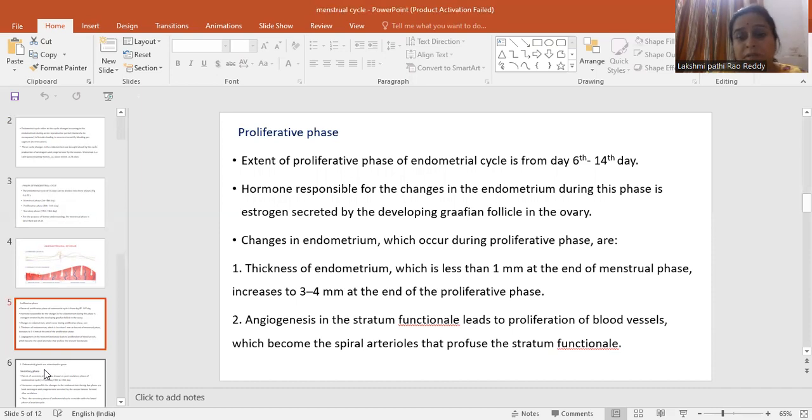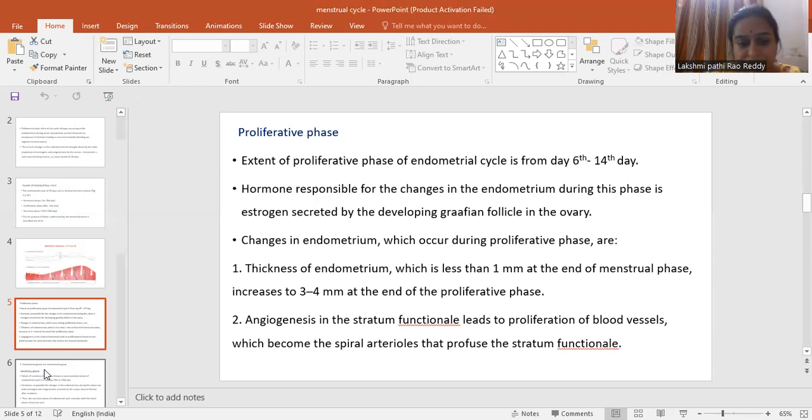So what does this estrogen do? This estrogen will cause the growth of the endometrium. What are the changes going to happen in the endometrium? The first thing is, under the influence of estrogen, the thickness of the endometrium will increase. At the end of the menstrual phase, as there is shedding of the endometrium, the thickness decreases, right? At the end of the menstrual phase, the thickness is less than 1 mm. Under the influence of estrogen, the endometrium will grow again, and the thickness will increase from 1 mm to approximately 3 to 4 mm at the end of the proliferative phase.